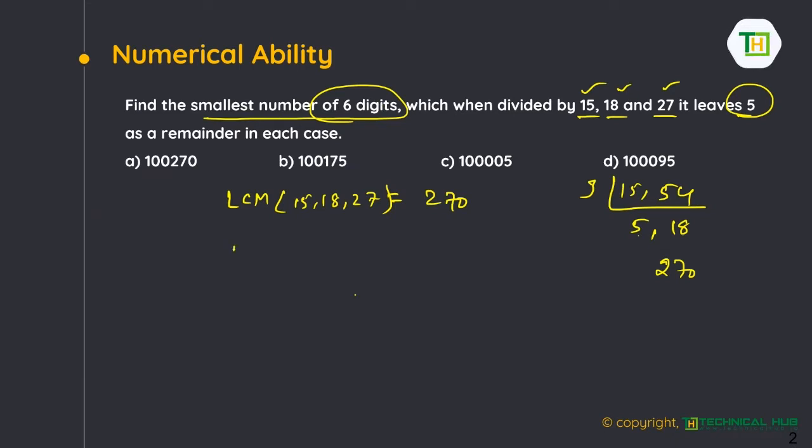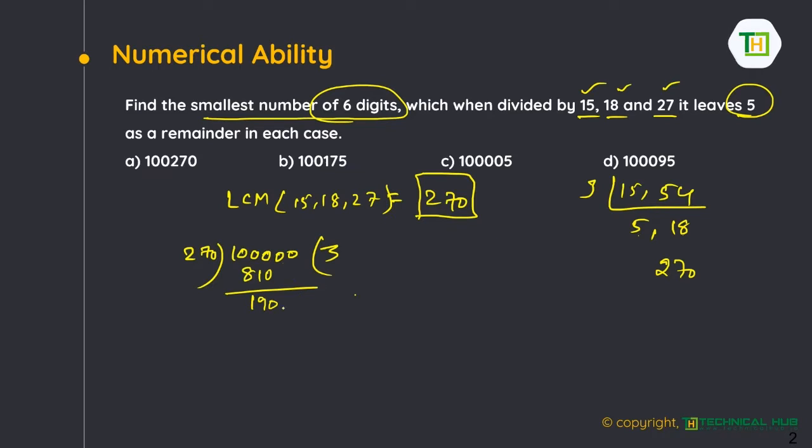As we all know, the smallest 6-digit number is 1 lakh. Now, we need to find the smallest 6-digit number which is exactly divisible by all these numbers. It means you need to divide by 270, the LCM of these three numbers. So divide the smallest 6-digit number by 270. How many times will it go? 273 is 810, and here you will be left with 190.